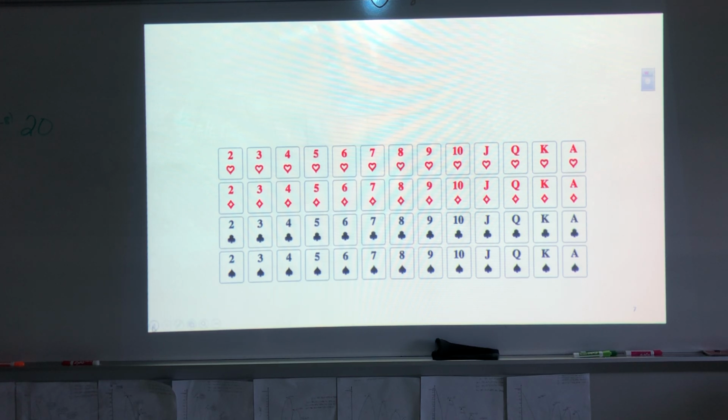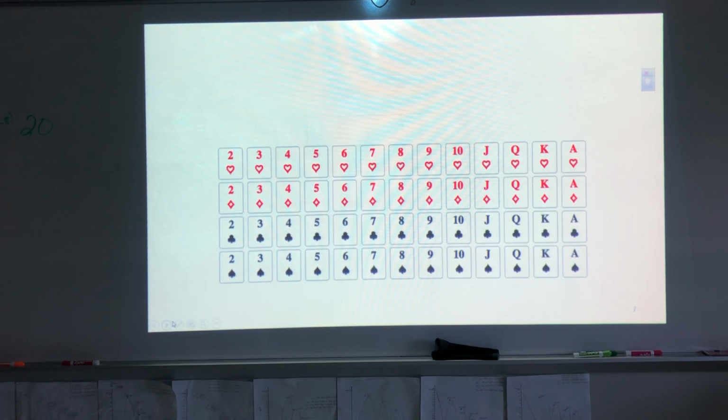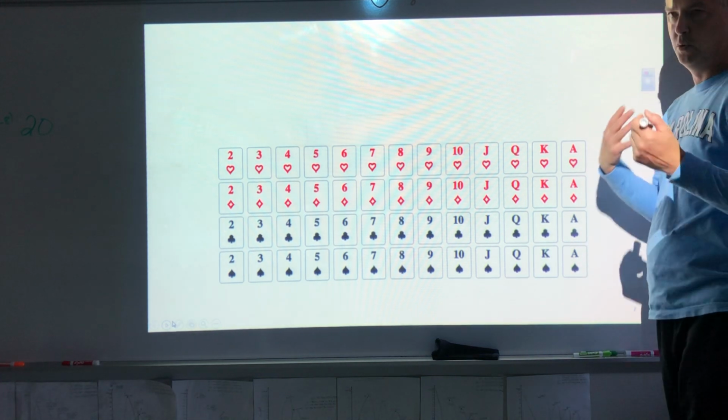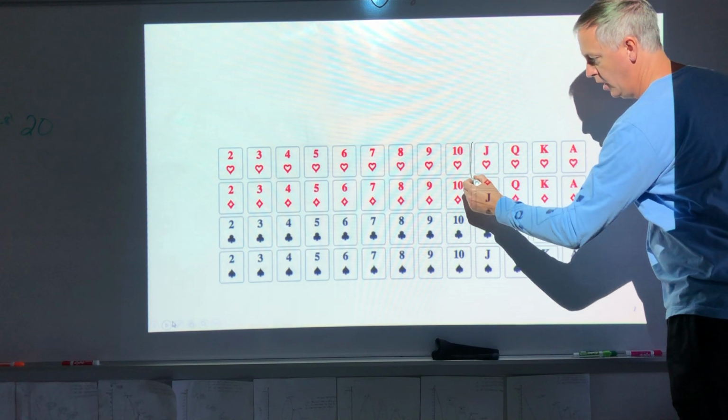So let's go back to the previous question. The question is, what are the chances of pulling a face card or a heart? Face card, heart. Okay, so we're doing this one. So I'm going to circle all my face cards. And what are face cards? Face cards are the jacks, queens, and kings. If you ever played cards, you know. These are all my face cards.